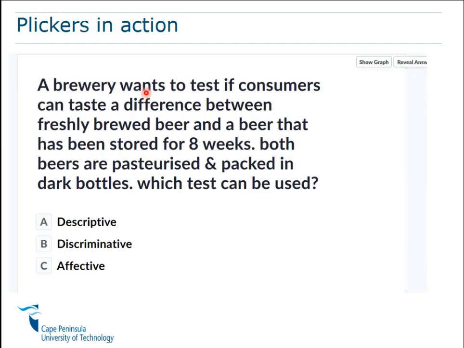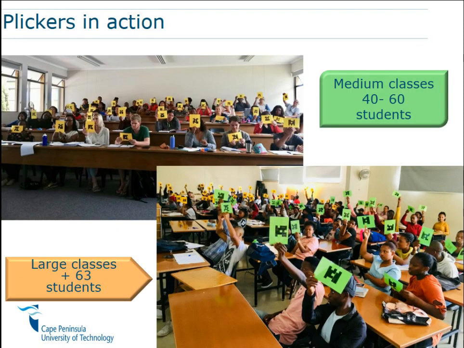In this example, I've got a question, and if the students think that the correct answer is B, then they would lift up the card with B on top. Then I would come with my mobile phone and scan their cards, corresponding to the question that is displayed.